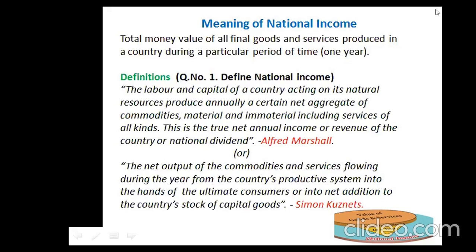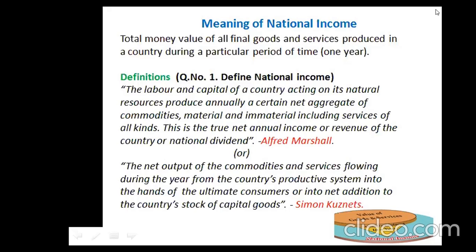When you go for the definitions, the first definition is given by Alfred Marshall. The labor and capital of a country acting on its natural resources produce annually a certain net aggregate of commodities, material and immaterial, including services of all kinds. This is the true net annual income or revenue of the country, or national dividend. The national income is also called the national dividend. So this is the definition given by Alfred Marshall.